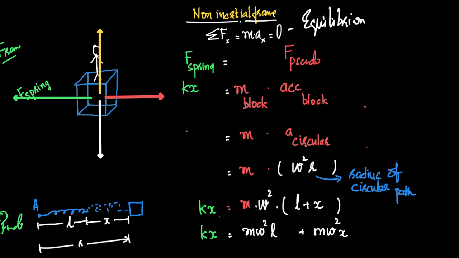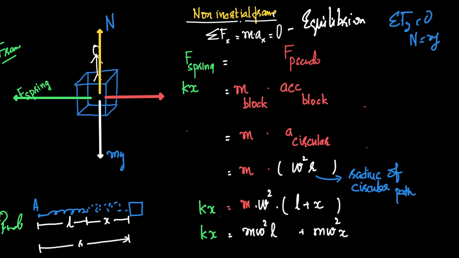And since this object is in equilibrium, we can say that vertically the normal reaction and the weight would be cancelled, right? So we can say that sigma Fy is equal to 0 and therefore N will be equal to mg. Now, if sigma Fx is equal to 0, the force acting towards the left, F spring, should be equal to the force acting towards the right, which is force pseudo.